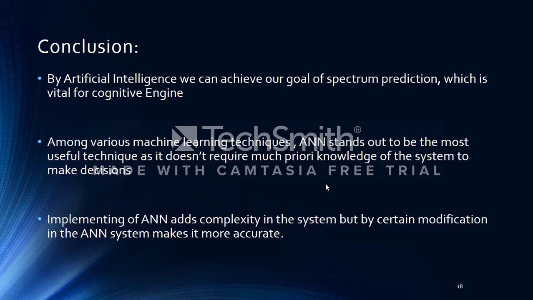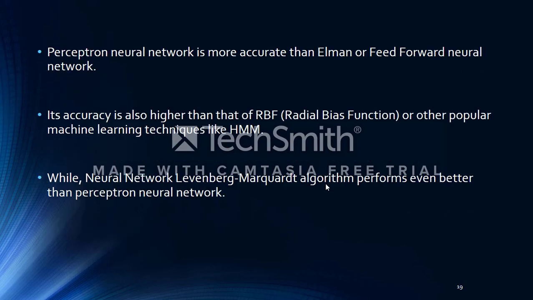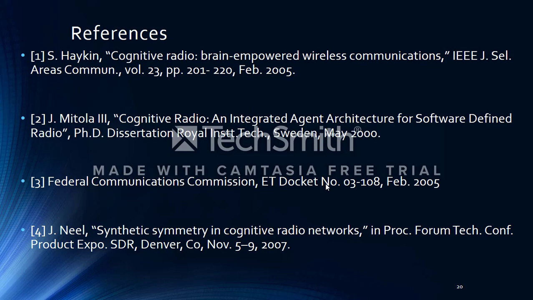Implementing an artificial neural network adds complexity to the system, but certain modifications in the ANN system make it more accurate. Perceptron neural network is more accurate than Elman or feed-forward neural network. Its accuracy is higher than RBF or other popular machine learning techniques like HMM, hidden Markov model. While the neural network Levenberg-Marquardt algorithm performs even better than perceptron neural network. These are the references.